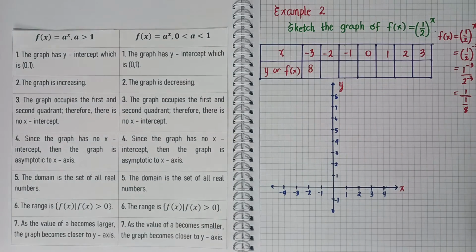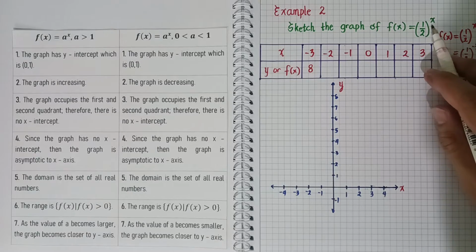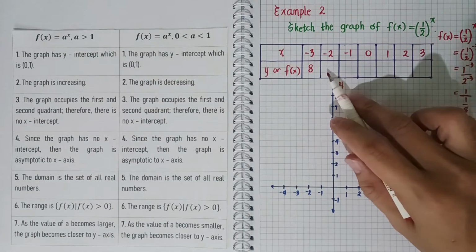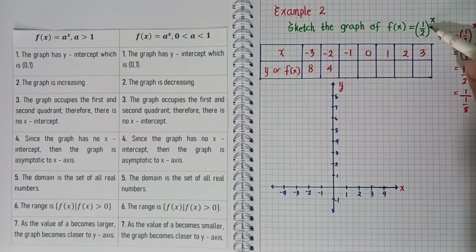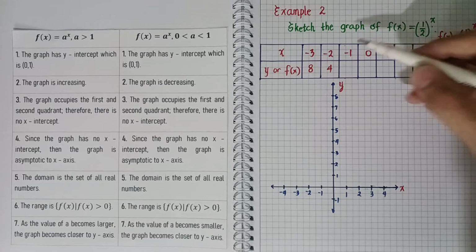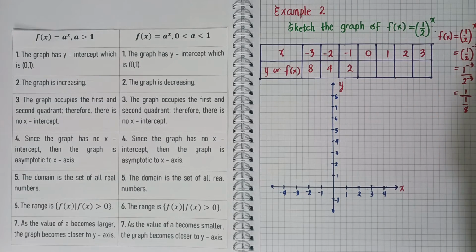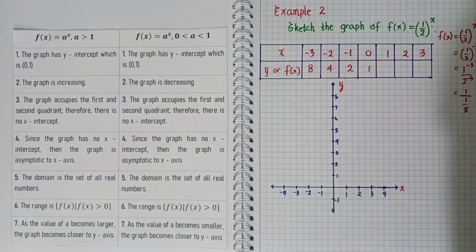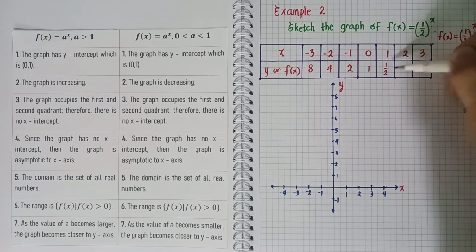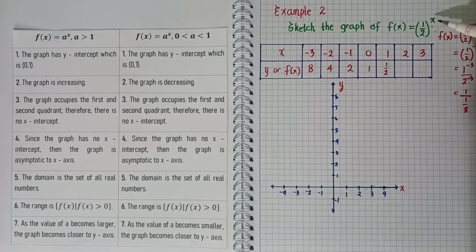Okay. So when x is equal to negative 2, this becomes 4. Very good. When x equals negative 1, the answer is equal to 2. So guys, hindi ko na pinakita kung paano sinosolve. And then, when x equals 0, of course, 1 yan. When x is equal to 1, of course, 1/2 raised to 1 is 1/2, or 0.5, pwede yun.